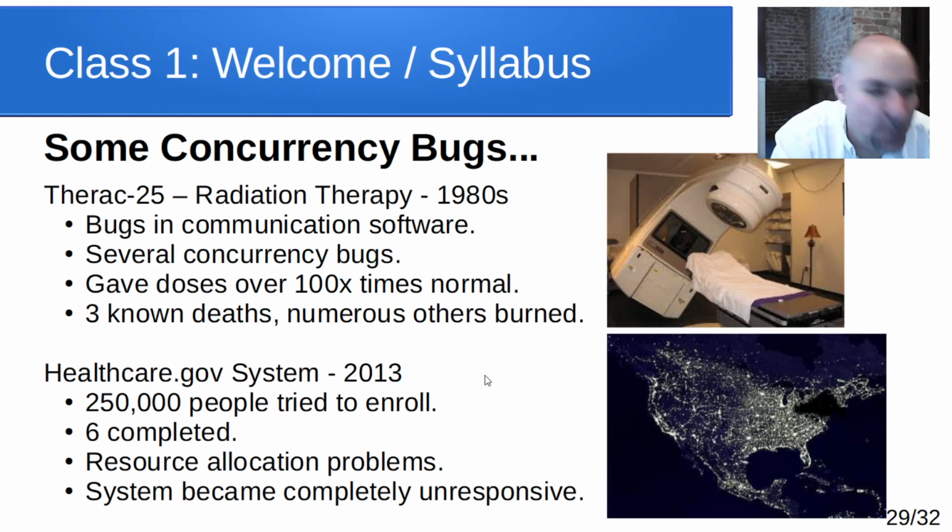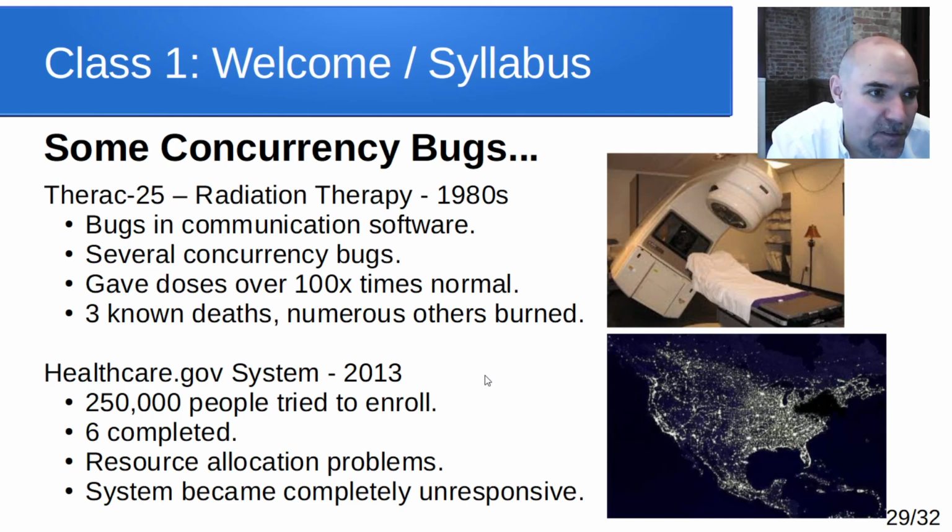And the idea was you'd put in one thing, it would be taking that one and adjusting things. And then when you put in the next setting, it totally missed that because it was busy processing the previous command when the next one came in. So there were cases where commands got ignored. And the end result was that the machine gave doses over 100 times the normal amount of radiation to certain patients. And that caused 3 known deaths and numerous other people severely injured by radiation burns.